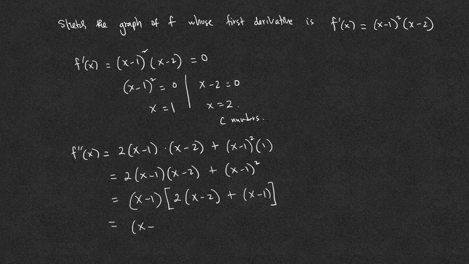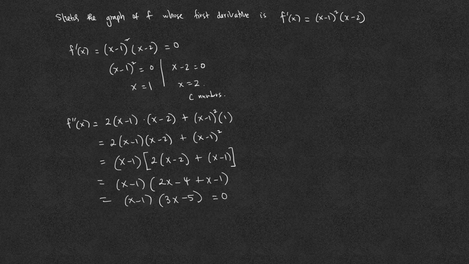This is (x minus 1) times (2x minus 4 plus x minus 1). So this is (x minus 1) times (3x minus 5). And the second derivative is 0 when each of the factors equals 0, or when x equals 1 and 3x minus 5 equals 0, or x equals 5 over 3. These are not the critical numbers, but they are cut points.